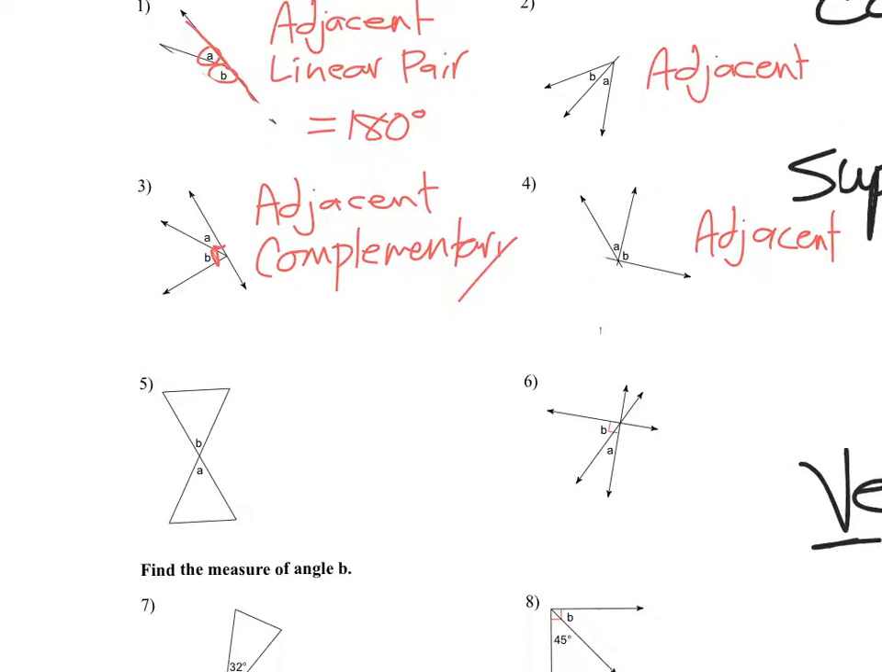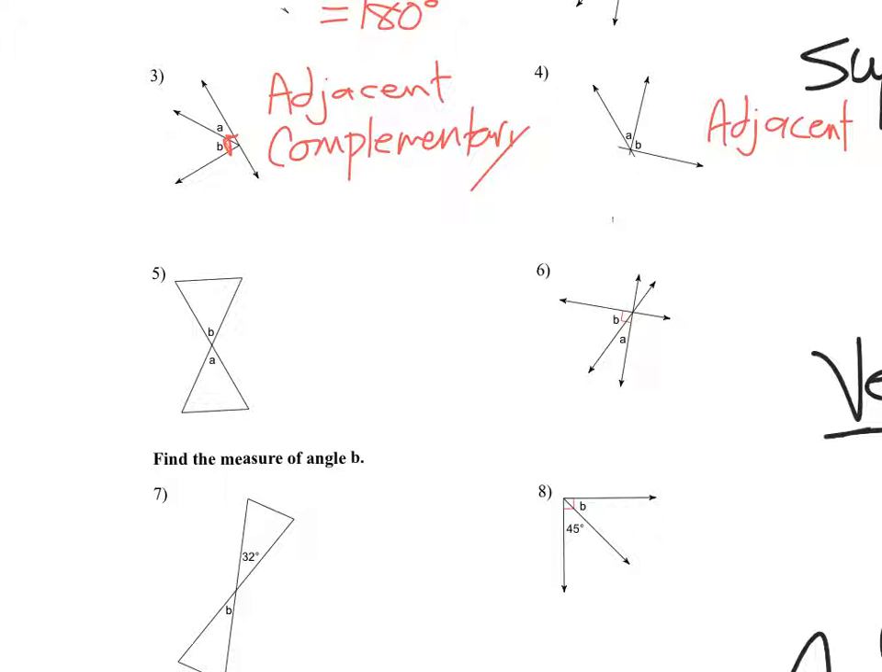Okay, let's go on. Number 5. Let's get rid of this, because that doesn't really give us anything for A and B. Now if we look at it, A and B are back to back. So these are vertical angles, and we just got through saying what's the relationship? Vertical angles are congruent or equal. So that means A and B are equal.